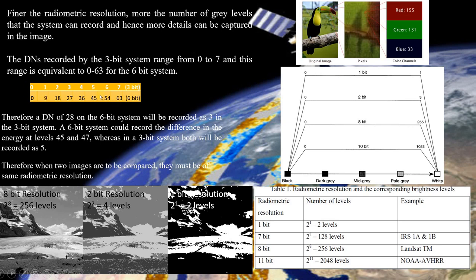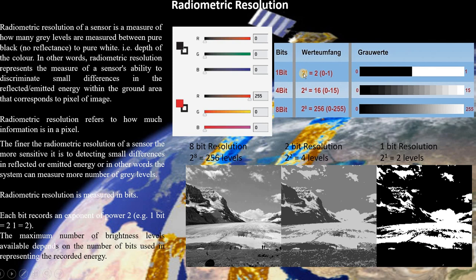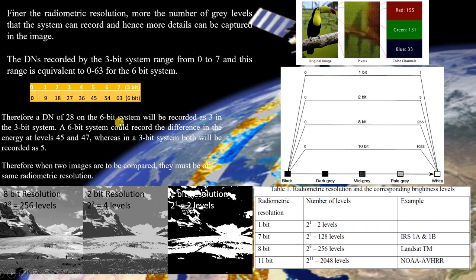In both cases, what will happen? A 6-bit system could record the difference in the energy at the levels 45 and 47. If I say 1 bit, 2 to the power 1 equals 2 levels. If I say 4 bit, 2 to the power 4 is 16 different levels, 1, 2, 3, 4, up to 16, right? Like that, with the 6-bit sensor, the energy level at 45 is different from 46. Similarly, the energy level at 46 is different from 47.